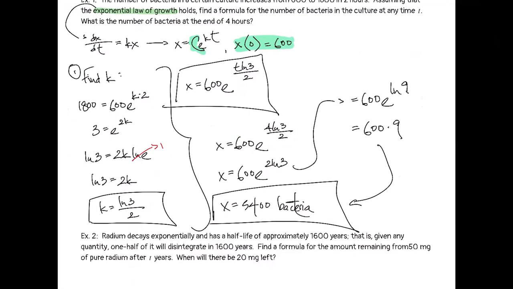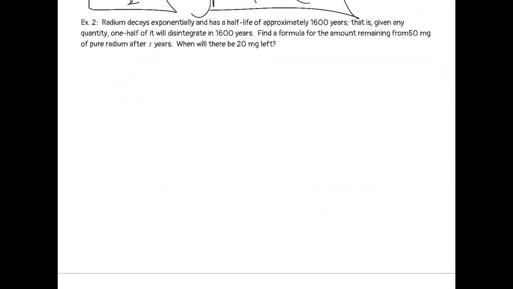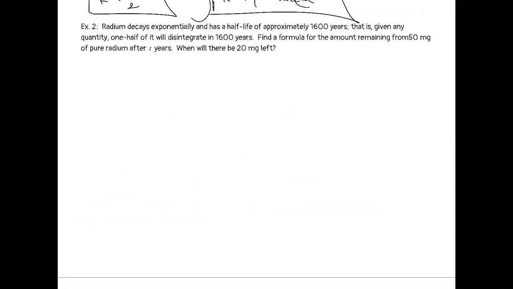All right, let's take a look at another common scenario where we can say, hey, the rate of change is directly proportional to the function, okay? So radium decays exponentially and has a half-life of 1,600 years. That is, any given quantity, 1/2 of it will disintegrate in 1,600 years. Find a formula for the amount remaining from 50 milligrams of pure radium after t years. Then when will there be 20 milligrams left?